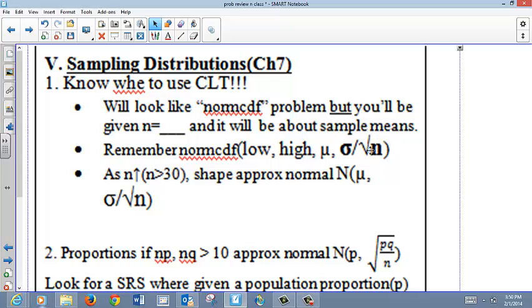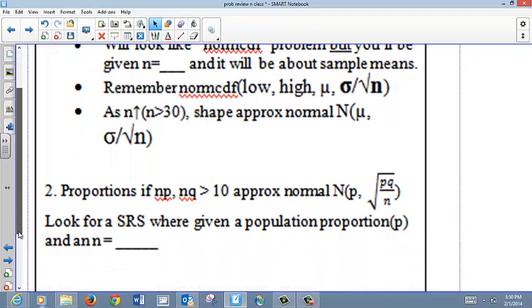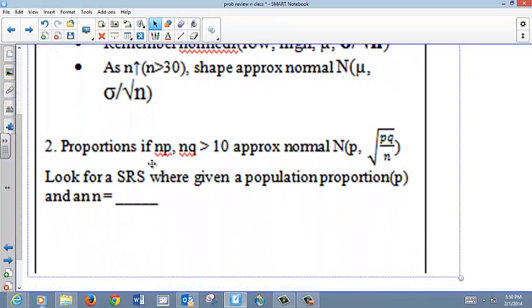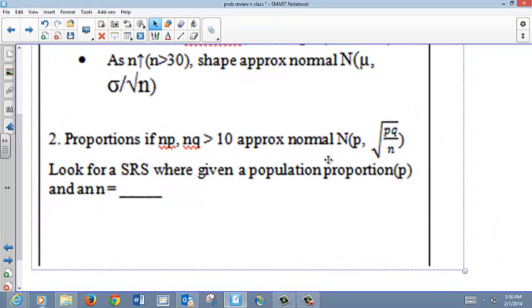The central limit theorem says as n increases, and we're going to use greater than 30 as our rule of thumb, the shape will be approximately normal with a mean of mu and a standard deviation of sigma over root n. For proportions, if n times p and n times q are greater than 10, that's your check for approximately normal. Then the mean will be p and the standard deviation will be square root of pq over n. This is all on your formula sheet.